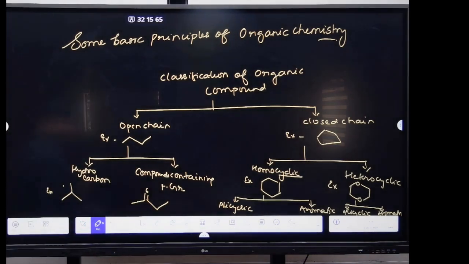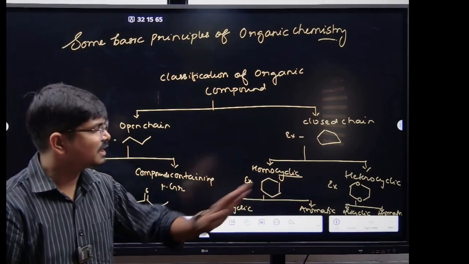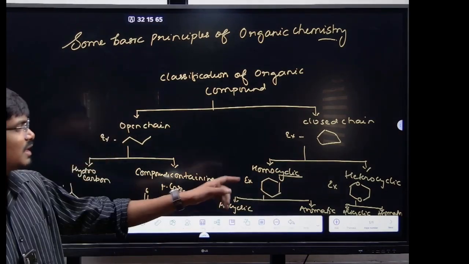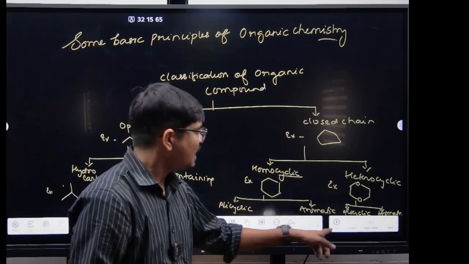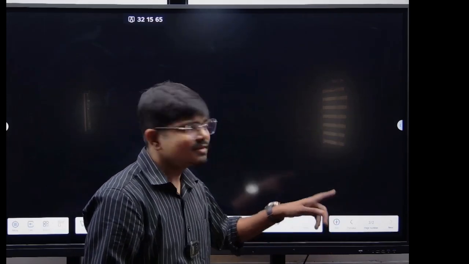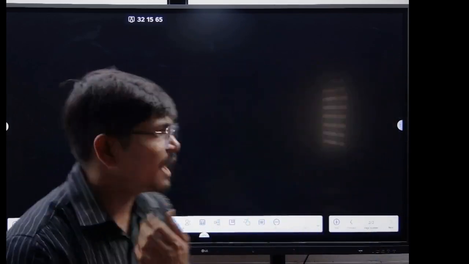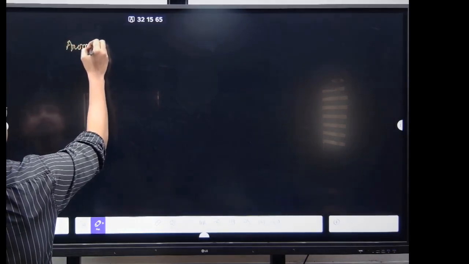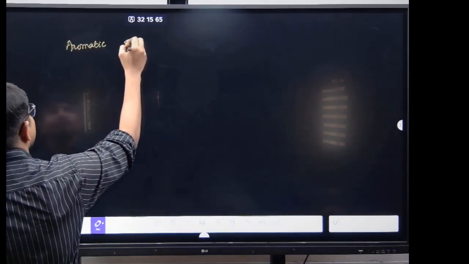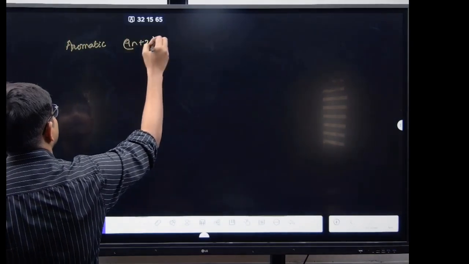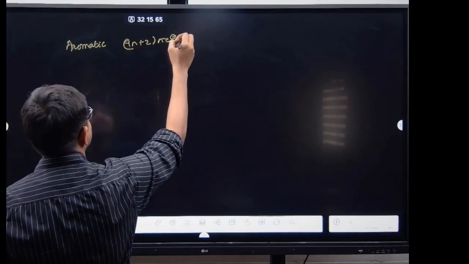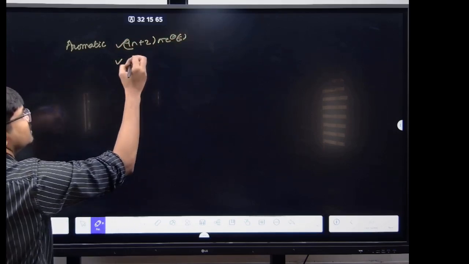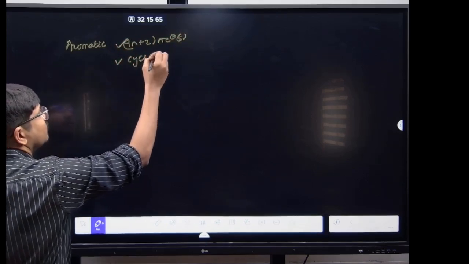Now see here, you have alicyclic and aromatic. So it will be further classified into alicyclic and aromatic ones. So see here, what is alicyclic and aromatic? Aromatic, you know, right? Aromatic means compounds which have 4n plus 2 pi electrons, right? 4n plus 2 pi electrons. Second, this is the cyclic one.